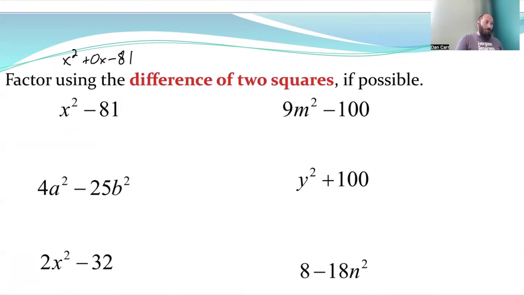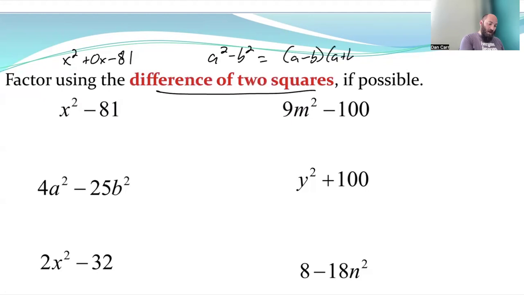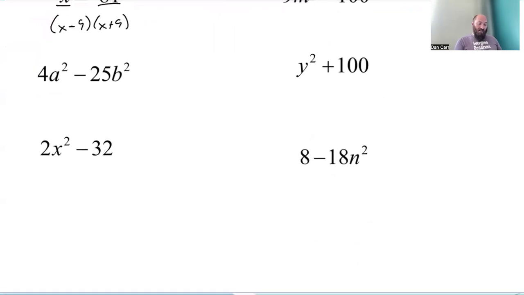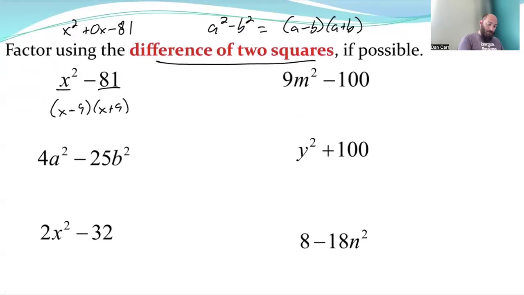Our shortcut for this is the difference of two squares. So it's of the form a squared minus b squared. Then it always factors into a minus b, a plus b. So if I look at that, x squared and 81 have to be perfect squares, which they are. So I can do that as x minus 9, x plus 9. Almost all these are perfect squares as is, so we'll just do those real quick. 9m squared is a perfect square because that is 3m times 3m.